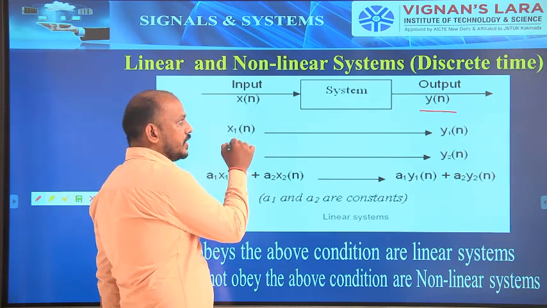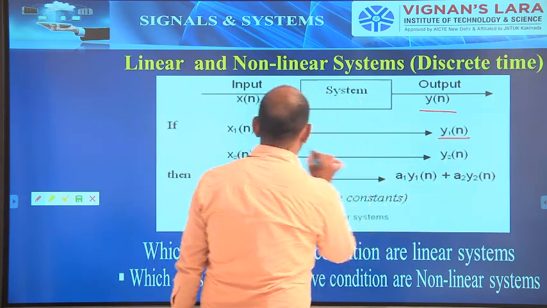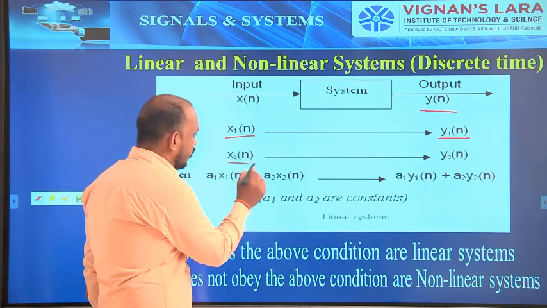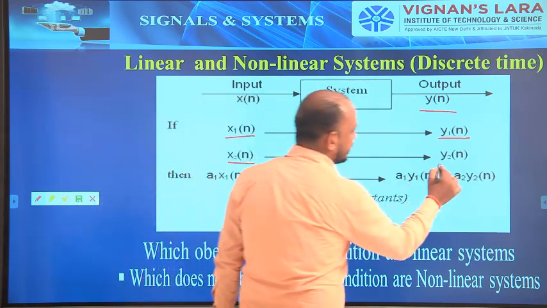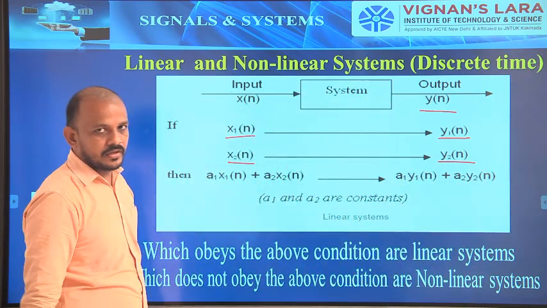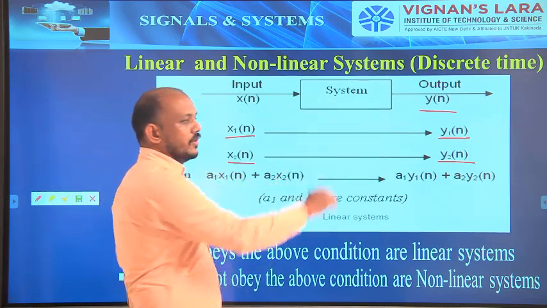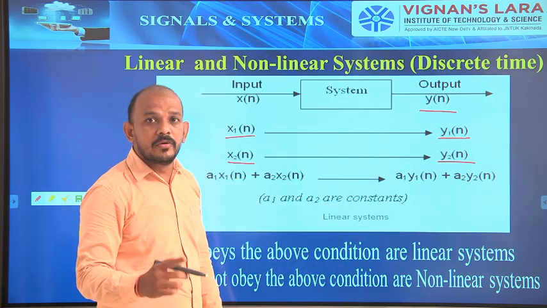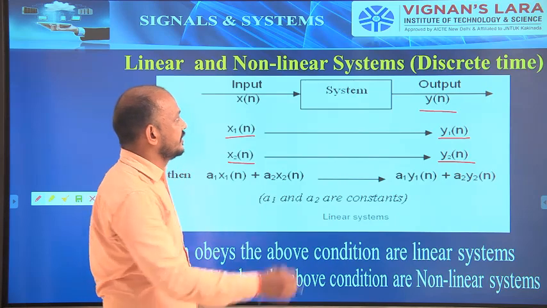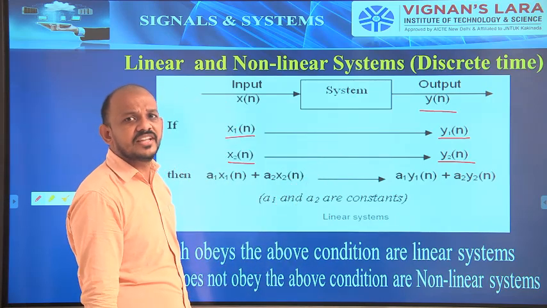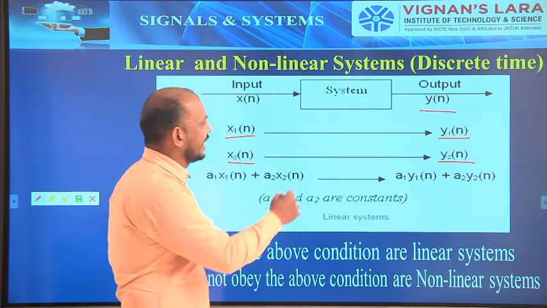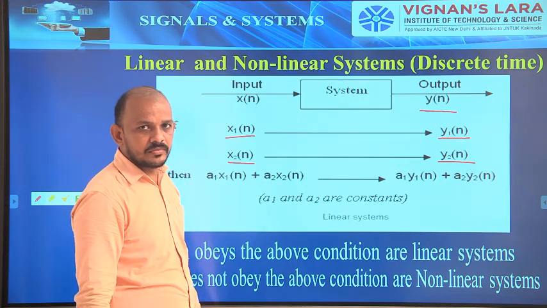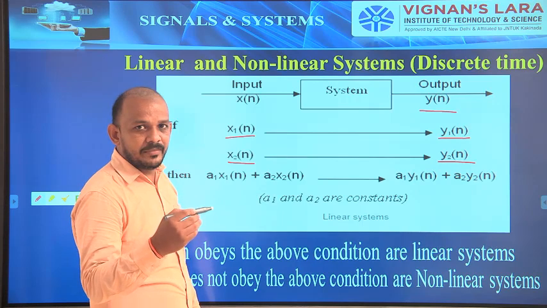If x1 of n is the input of the system, then the output of the system is y1 of n. If x2 of n is the input of the system, then the output of the system is y2 of n. Now, if the system obeys the principle of homogeneity and superposition, then we can say that the system is a linear system. Otherwise, we can say the system is non-linear. That means if it does not obey the principle of superposition and homogeneity, then this system is a non-linear system.